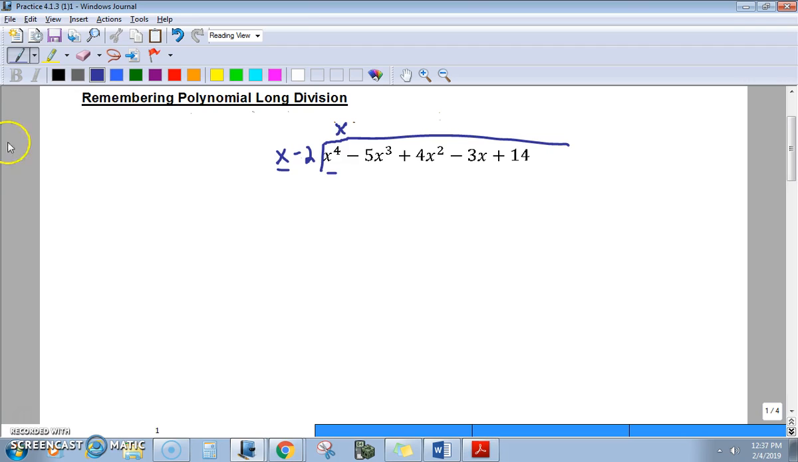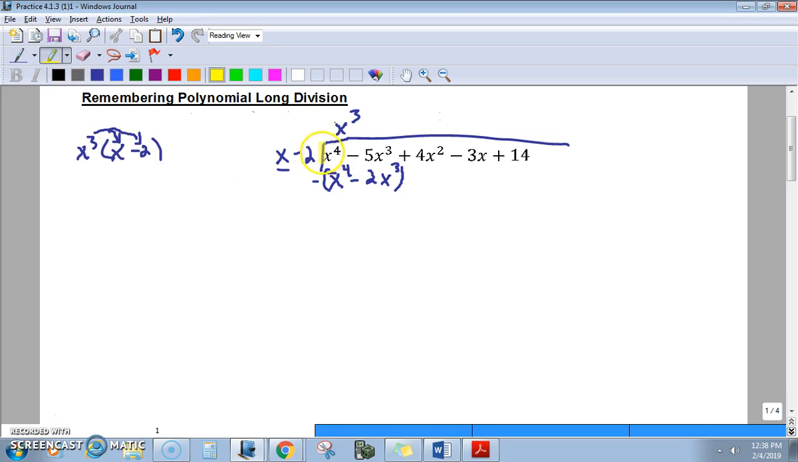So I know if I multiply x minus 2 times x cubed, the first term I get will be x to the fourth, and that way when I subtract I can cancel that out. So x cubed, but I'm not only multiplying it by the x, I'm also multiplying it by negative 2. So what I put underneath is x to the fourth minus 2x cubed. And then this is where a lot of people mix up their signs, right? I'm subtracting this.